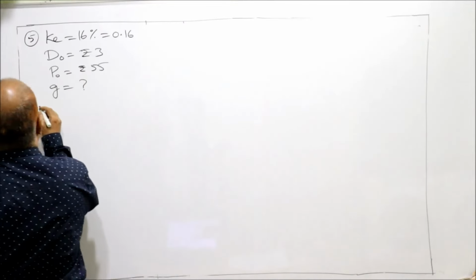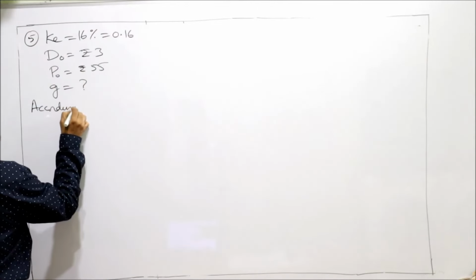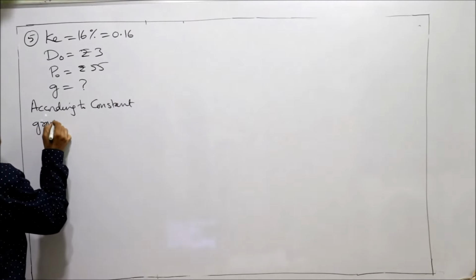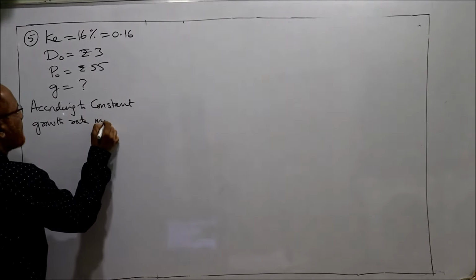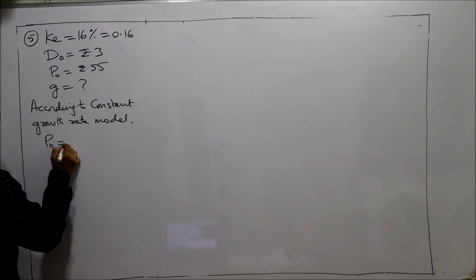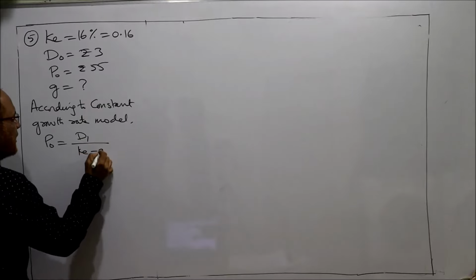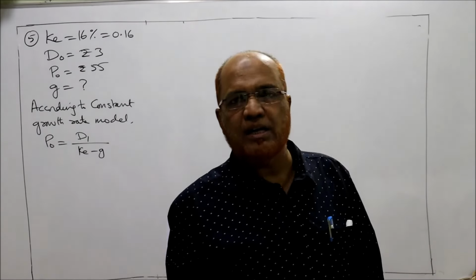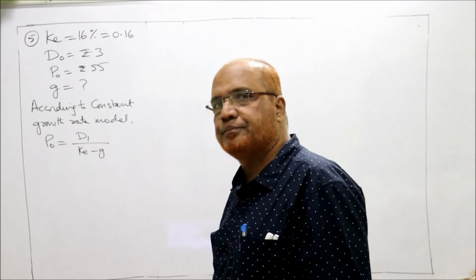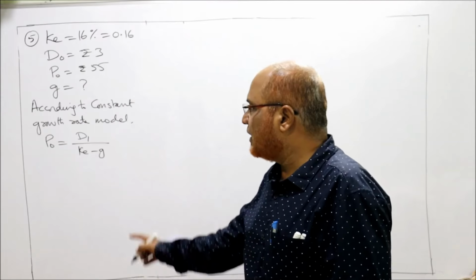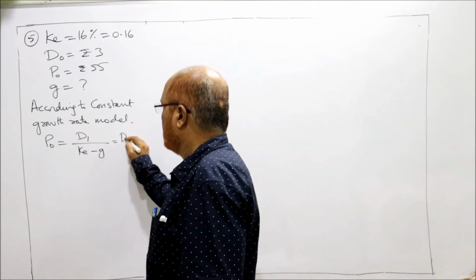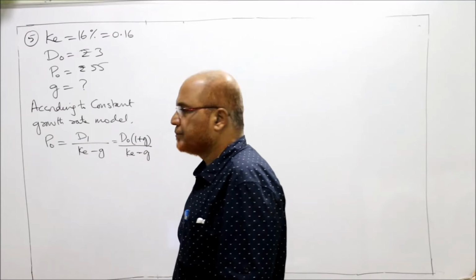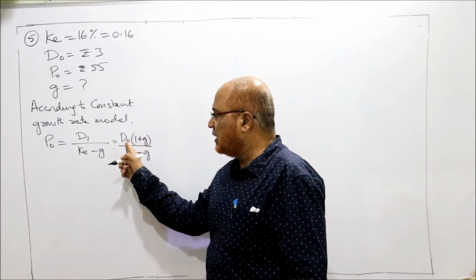Now, according to the constant growth rate model, we can take P0 is equal to D1 divided by Ke minus G. The original formula is P0 is equal to D1 divided by Ke minus G, but we don't have D1. Now D1 is not there, so D0 into 1 plus G divided by Ke minus G. Where D1 is not there, we use D0 into 1 plus G.